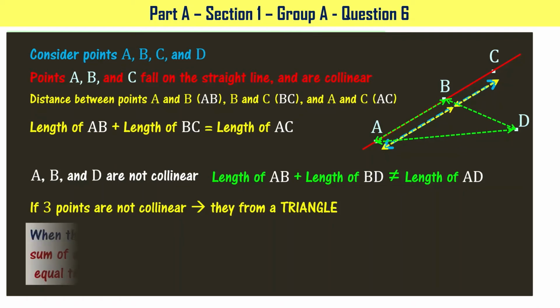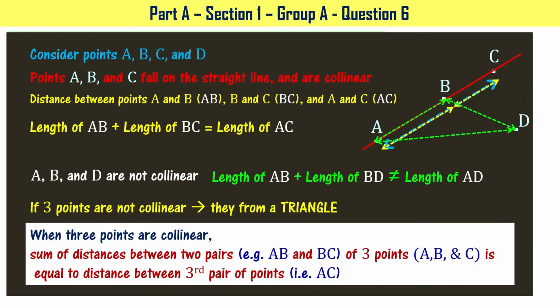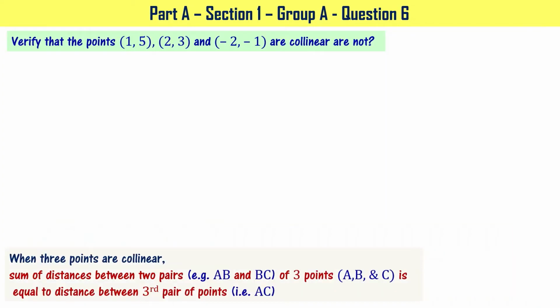Let's take a note of this. When 3 points are collinear, the sum of distances between two pairs of the 3 points is equal to the distance between the third pair of points. You understood? If I take AB and BC, the sum of their distances is equal to the distance between point A and point C. This order can differ for different problems, but in this case, actually AB plus BC is becoming AC, right? Let's take a note of this and go back to our original problem.